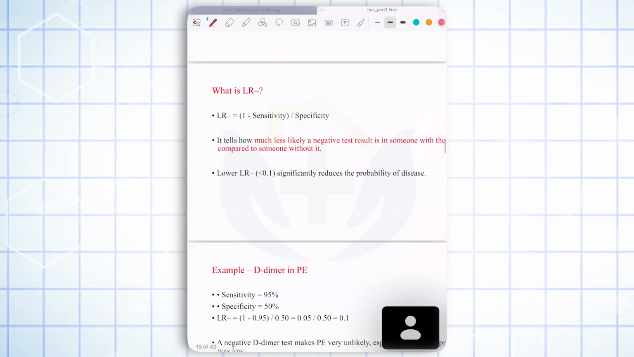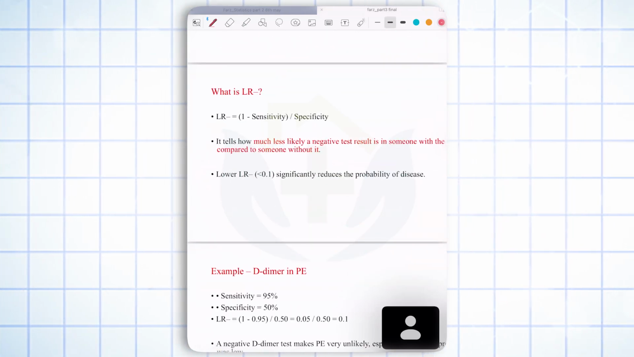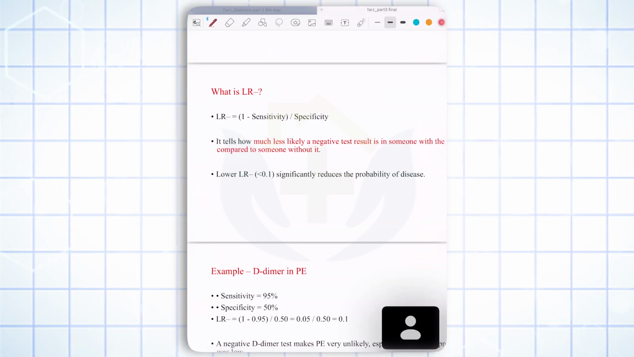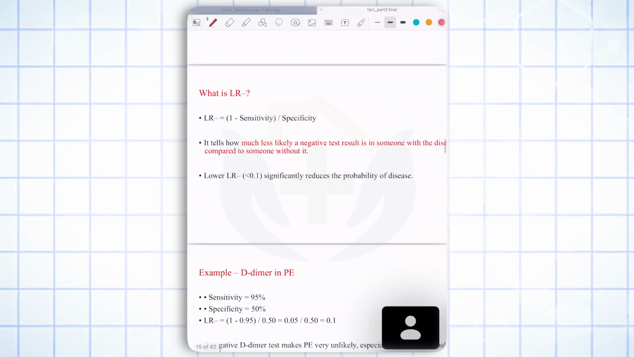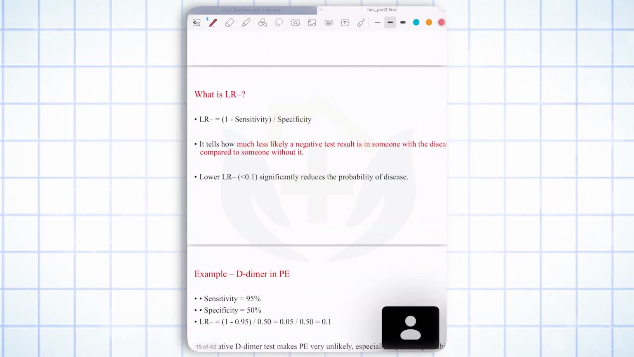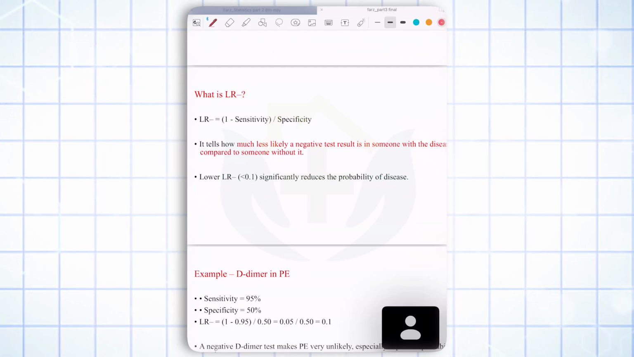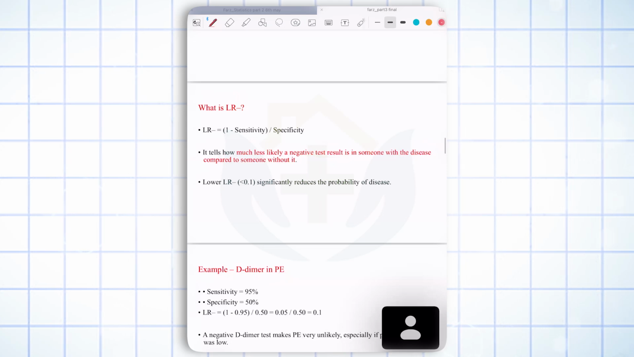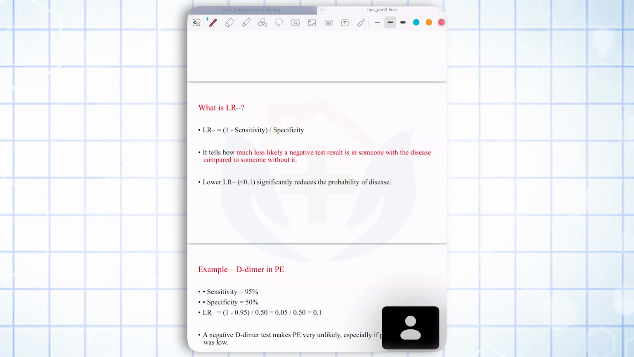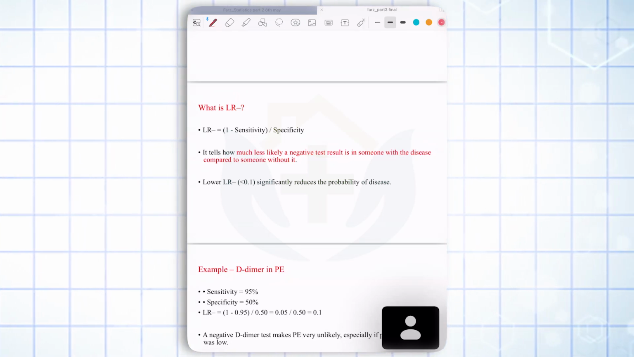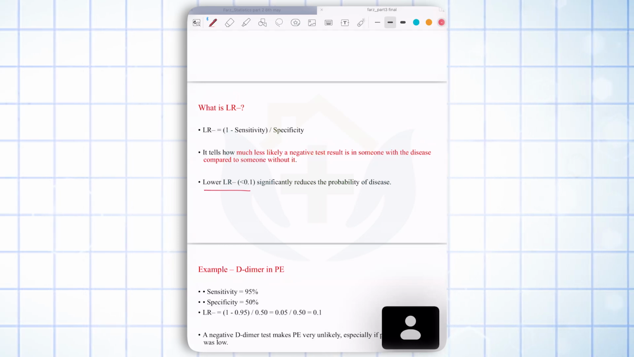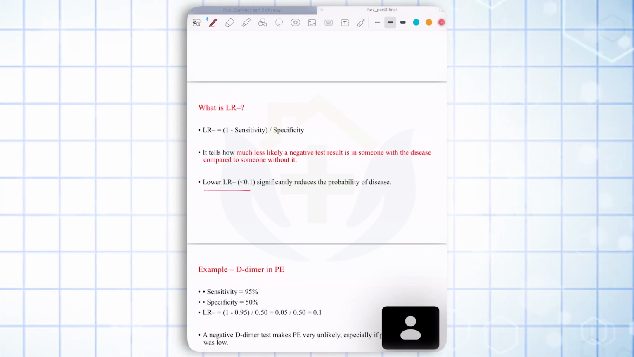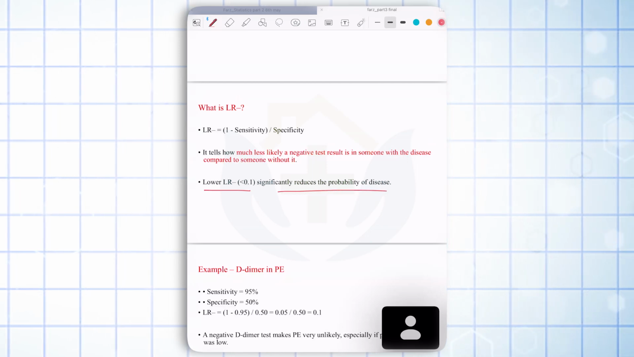Okay. So it is given by the formula 1 minus sensitivity by specificity. Usually they will not be outrightly asking you the formula, so just remember the concept. It tells how much less likely a negative test is in someone with a disease compared to someone without. So just don't try to remember all this. If you choose a test with lower LR, the likelihood ratio should be less than 1. That is what significantly reduces the probability of the disease.